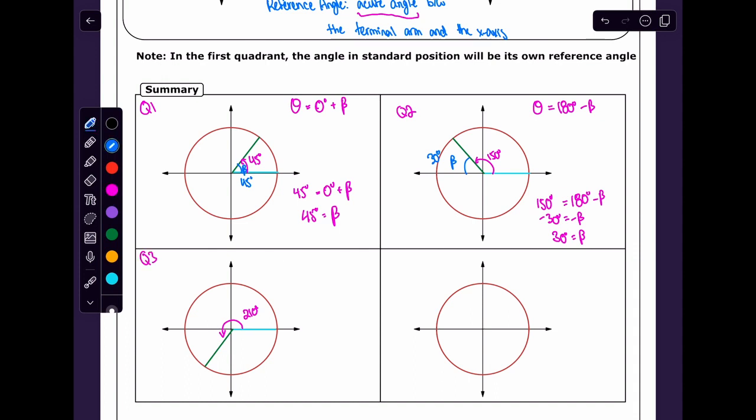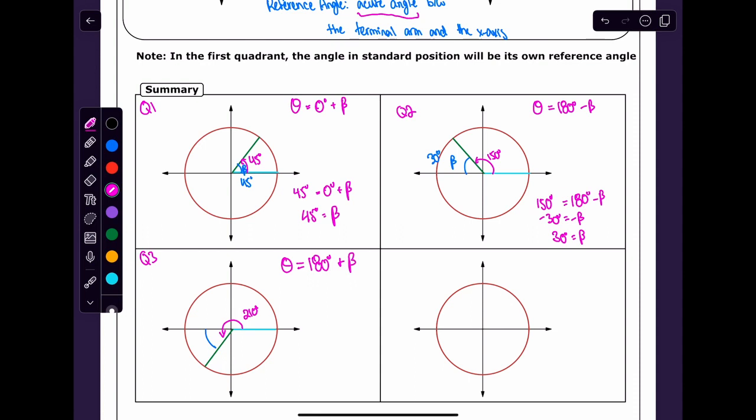Now, our reference angle is the acute angle between the terminal arm and the x-axis. So you'll recall, we know that this chunk of our angle in standard position is 180 degrees. So that means our reference angle is just the additional amount after 180 degrees. So to denote that mathematically, we have theta is equal to 180 degrees plus our reference angle.